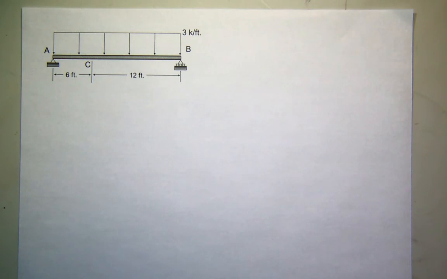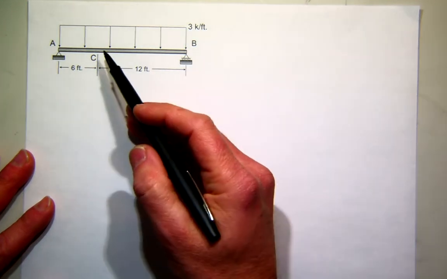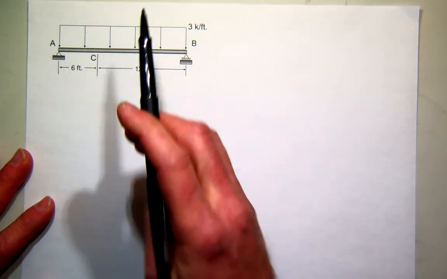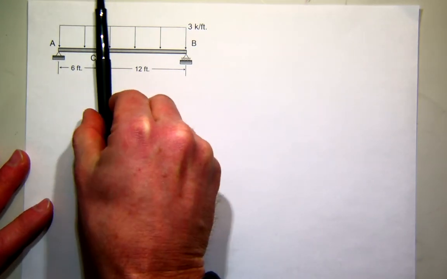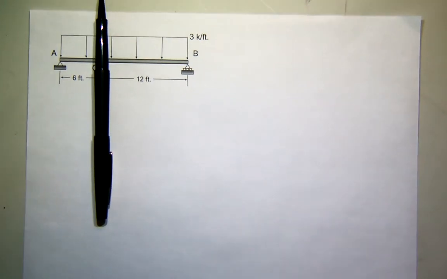Okay, so here's another example. We're looking for the internal forces here at C: axial, shear, and bending moment. I'll just put my pin there, and we'll talk about right side or left side. Do you see any advantage of working the right side or the left side?